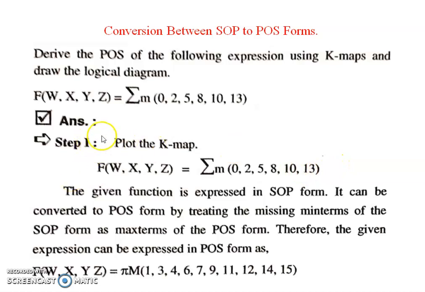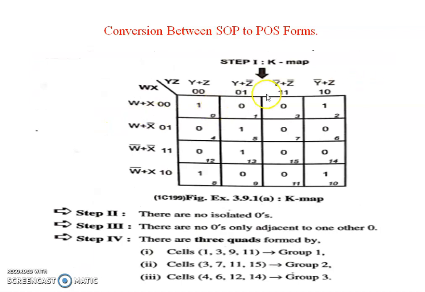There is a total of 4 variable K-map. So see here, we plot the 4 variable K-map representation. There are a total of 4 variables, that is W, X, Y, Z. So 2 raised to 4 is 16. So a total of 16 cells are available in this case. So first step, there are no isolated zeros. Now the next one is there are no zeros only adjacent to other zeros.